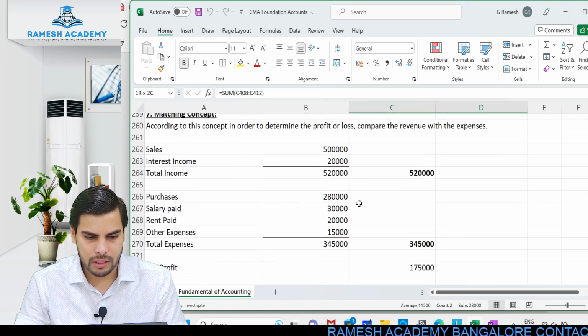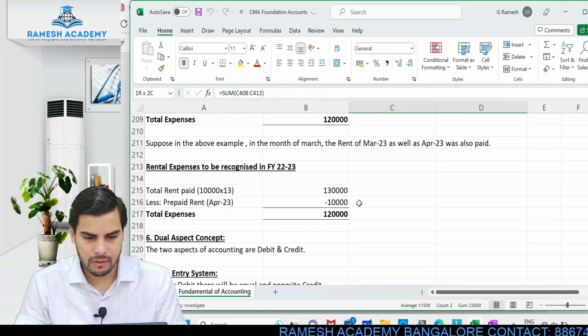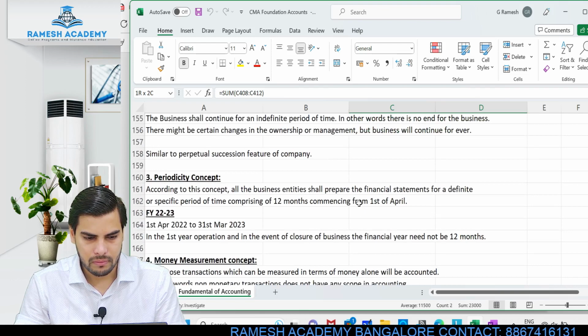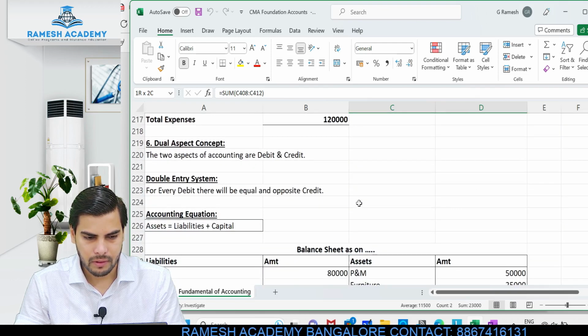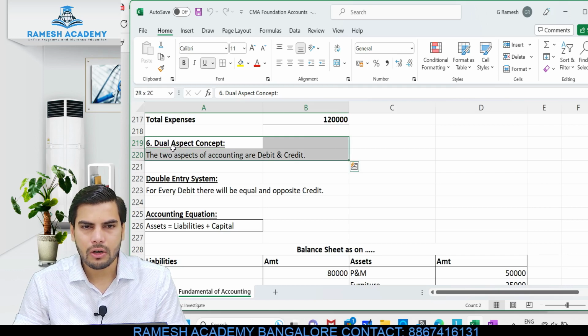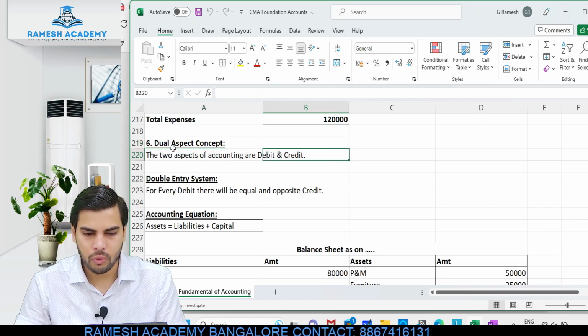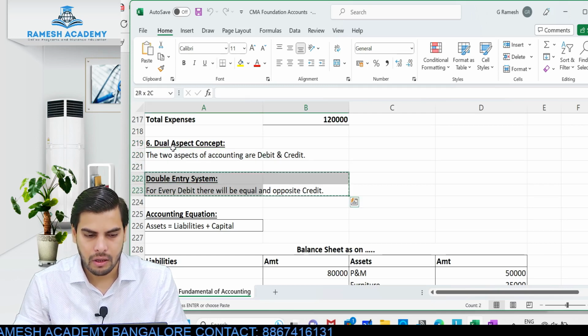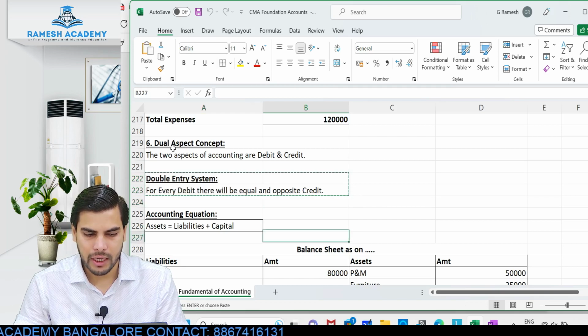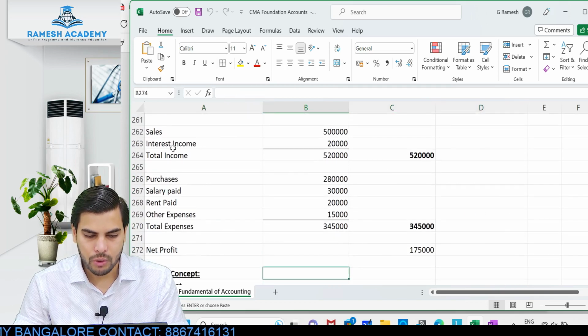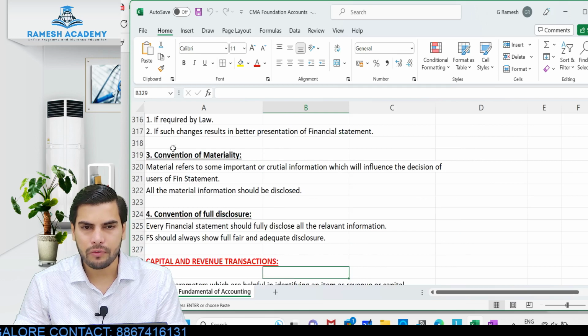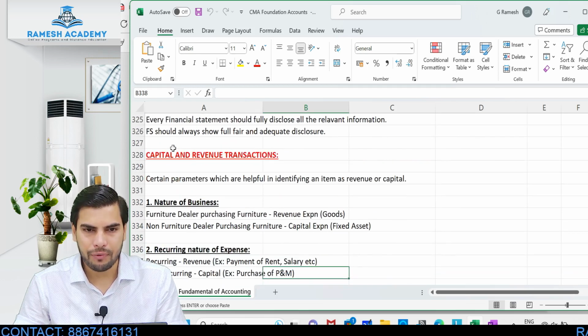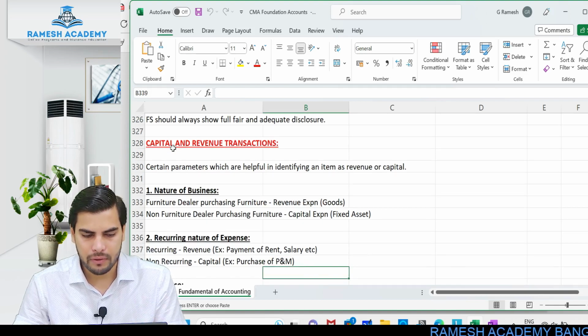If you just have a look at this particular concept, this is the concept we were talking about, the dual aspect concept. The two aspects of accounting are nothing but debit and credit. Look at the meaning of the term double entry system: for every debit there will be an equal and opposite credit. And then we discussed the accounting equation. So here we'll be learning the concept of the double entry system, right from the basics, with respect to passing the journal entry. How exactly are we supposed to pass the journal entry? What exactly are the rules we need to follow? Everything will be discussed today.